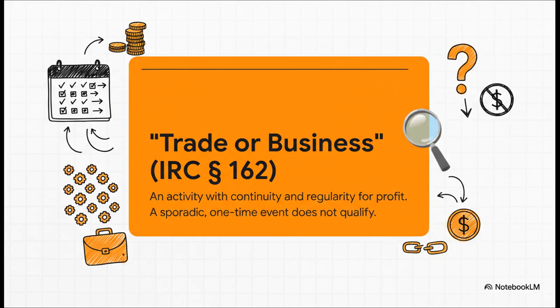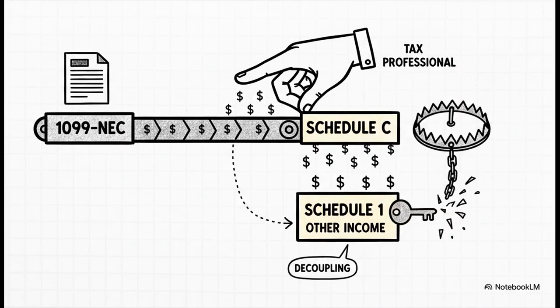Think about it. For most people, a one-time settlement for lost wages is, well, a one-time thing. It's sporadic. It doesn't have the continuity or regularity that the law demands for it to be called a business. It just doesn't fit the definition. And that brings us right back to our escape route. This is where you, the tax professional, have to step in and take control. You can't just let the software do its thing. You have to manually override it. You take that income from the 1099-NEC and you report it on Schedule 1, Line 8z, as other income. That one simple manual entry completely disconnects the payment from the whole self-employment tax world.